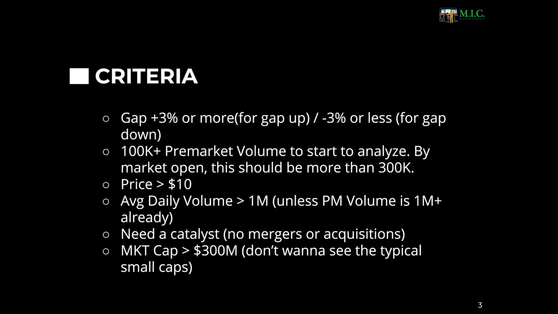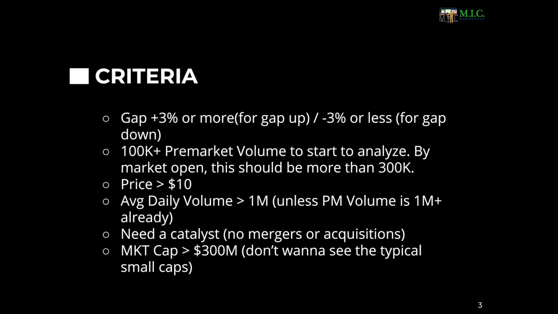So here is my criteria. I did the scanner video. I hope you all have seen that. Again, just to reiterate this, the criteria is this: a gap plus or minus 3%, okay? This means that I don't really care about trading with the gap. I just want to see it gap. So the gap creates volatility, and so that's why I look for this. So plus or minus 3%. 3% or more for a gap up, minus 3% or less for a gap down.